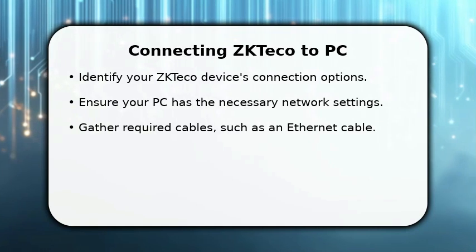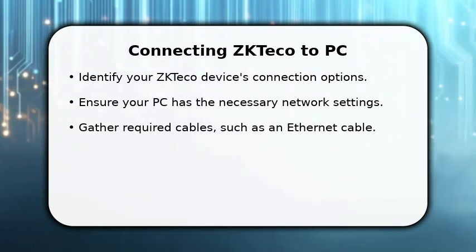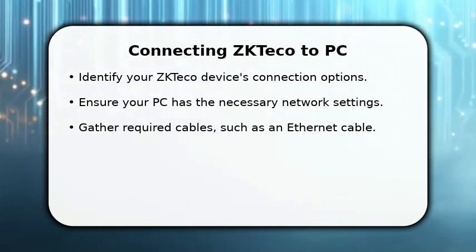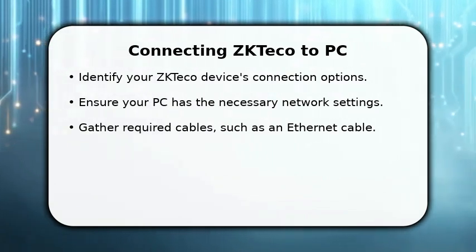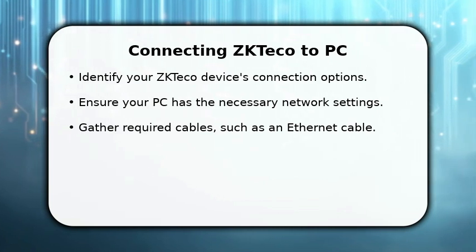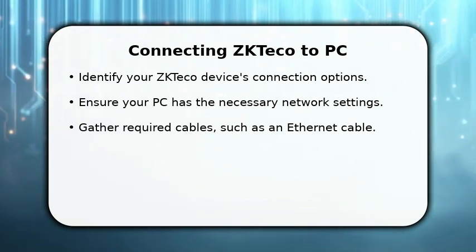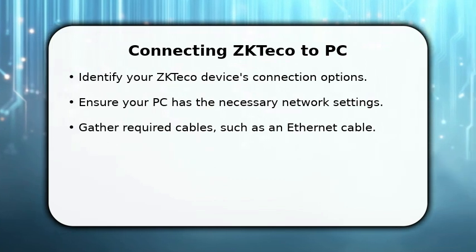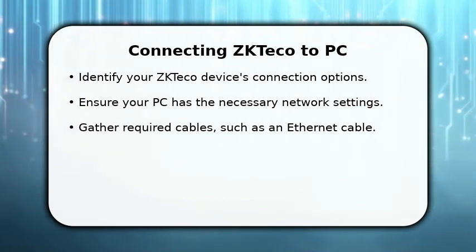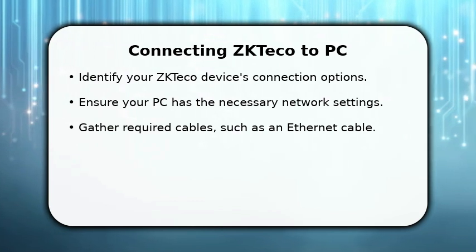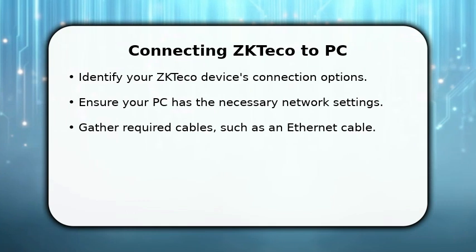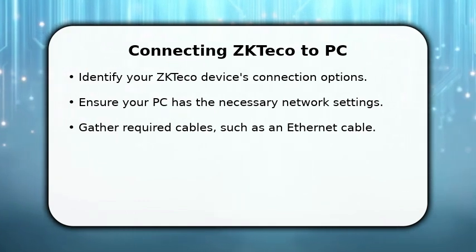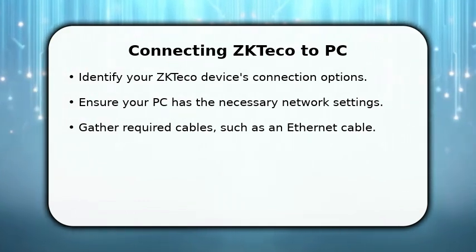In this video, I will explain how to connect ZKT to PC. First, identify the connection options available on your ZKT device, typically Ethernet. Next, ensure your PC's network adapter is configured correctly for a local network connection. Finally, gather all necessary cables, like a standard Ethernet cable, to establish the physical link between your device and computer. This foundational step is crucial for a smooth setup.